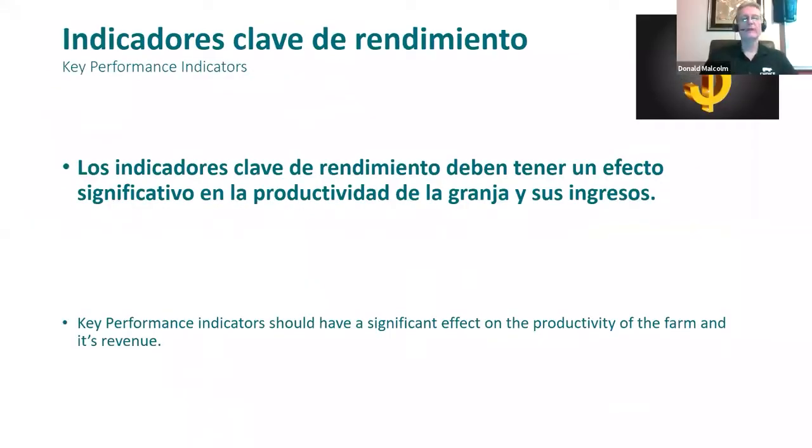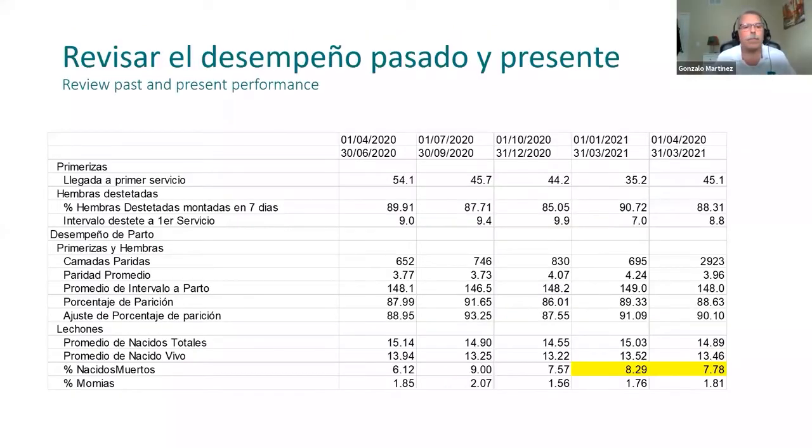So the key performance indicators should have a significant effect on the productivity of the farm and its revenue. Okay, so in reviewing the data, we want to look at both the past and present performance of the farm. And then we want to identify specific performance areas that are of interest that we may want to look at more closely. So in this example, I have highlighted the stillborn rate as an area of interest that I want to look at more closely.